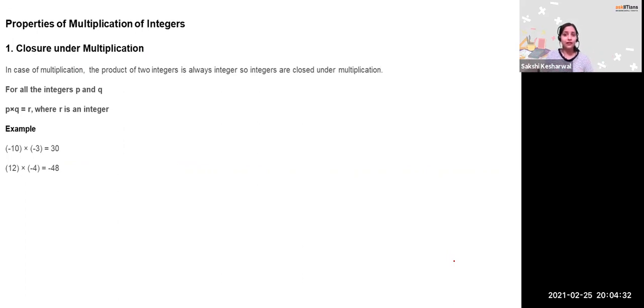But subtraction and division, you have to think, right? All the properties do not hold for them. So let's go to the closure property. What is the closure property under addition?